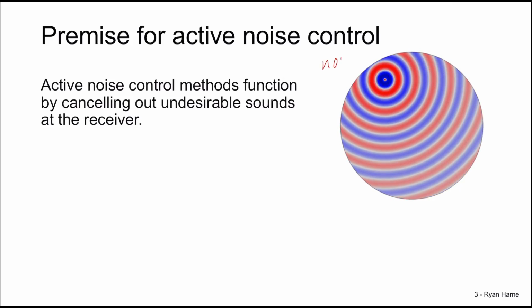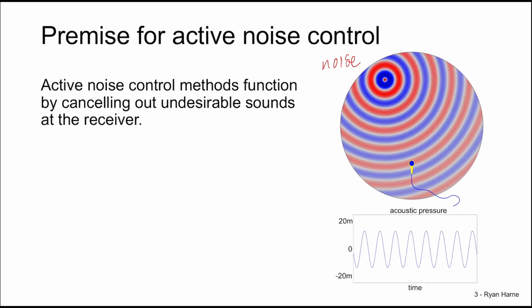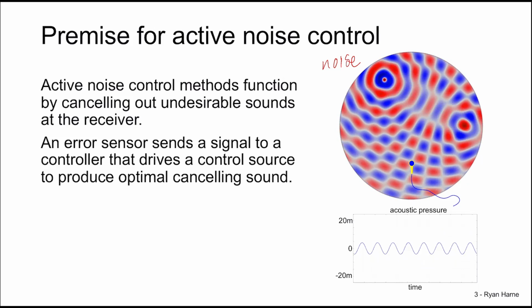Take, for instance, this noise in the environment. It sends signals to, for instance, our error sensor, this microphone. We wish to cancel the noise at this microphone location and nominally elsewhere. To do that, we introduce a control source that sends a signal determined through algorithms that cancel the noise at the microphone. And we see great success here, a large reduction from before to after.